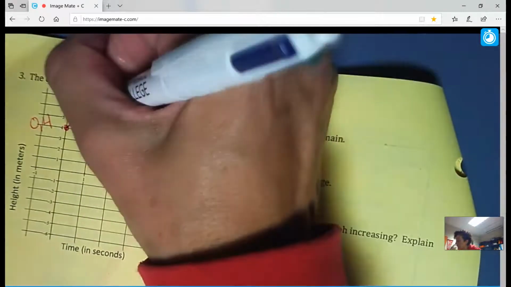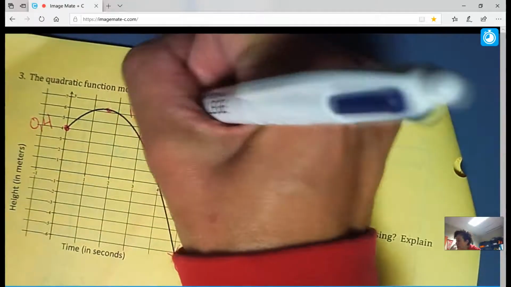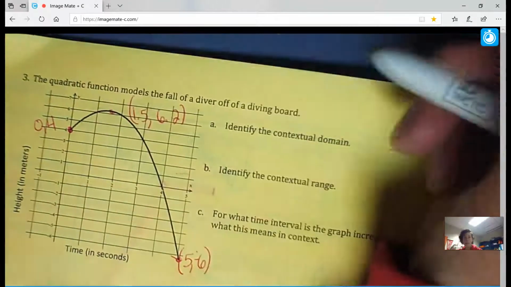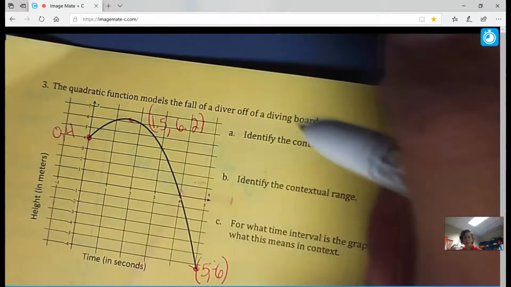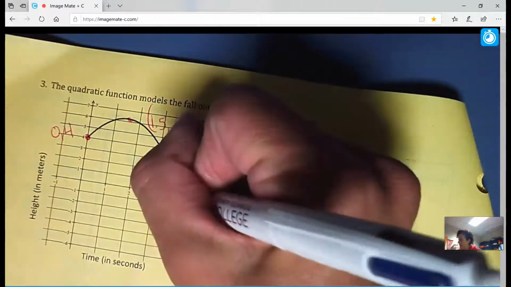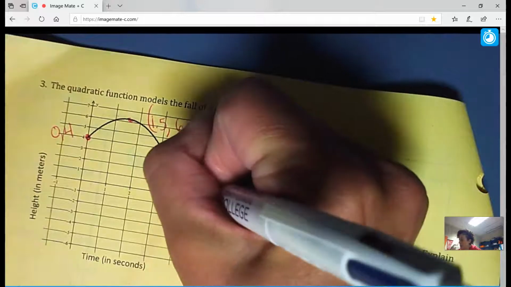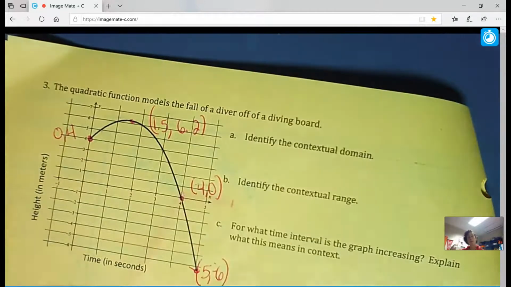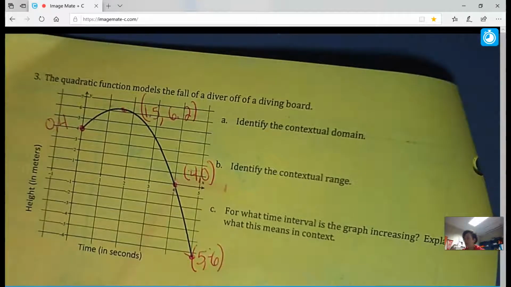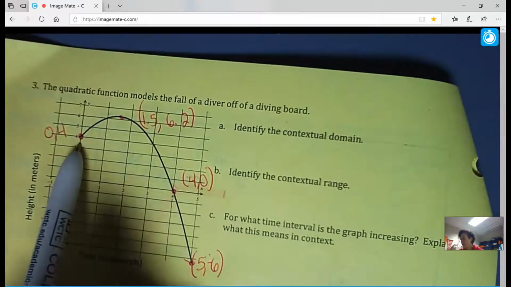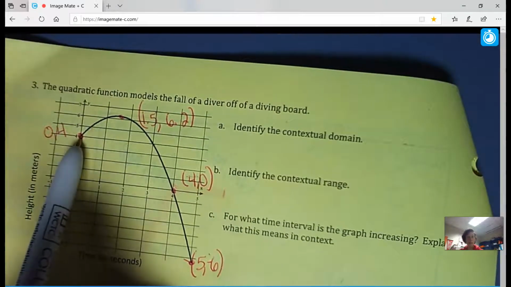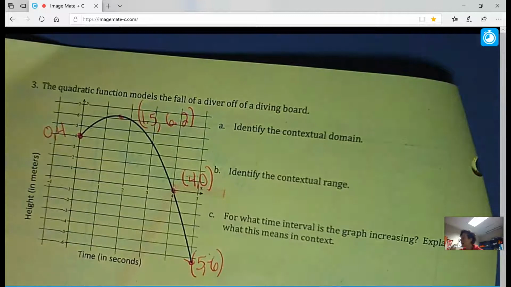I also need to mark any turning points. So we're going to mark this one. We'll say this is 1.5, and it's a little bit more than 2, so I'm going to say it's about 6.2, or a little bit more than 6. And then I also mark any x-intercepts. Here's an x-intercept. Again, an x-intercept is where your graph hits the x-axis. And my y-intercept is where it hits the y-axis, which, as it turns out, was already marked because it's my starting point.